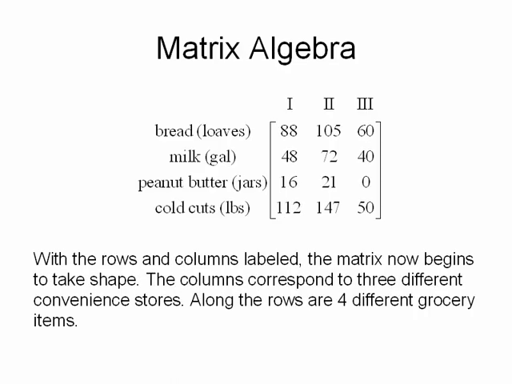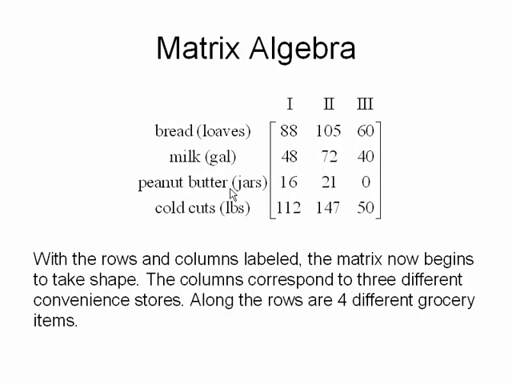So now I've taken that matrix and to the columns I've added the numbers 1, 2, and 3. And to the rows, now I have a number of different objects. So the first row matches up with bread in loaves, milk in gallons for the second row. The third row is peanut butter in jars, and the cold cuts are in pounds. With the rows and columns labeled, now this matrix begins to take shape.